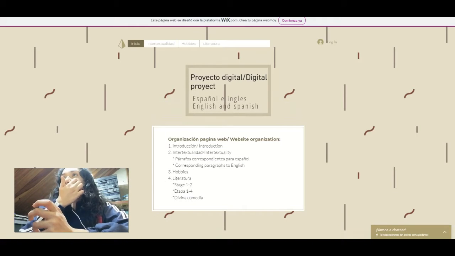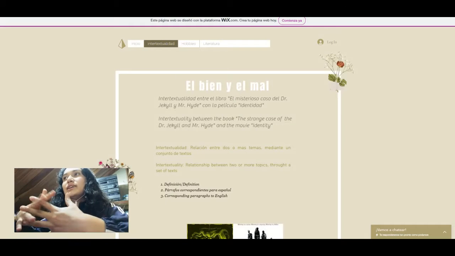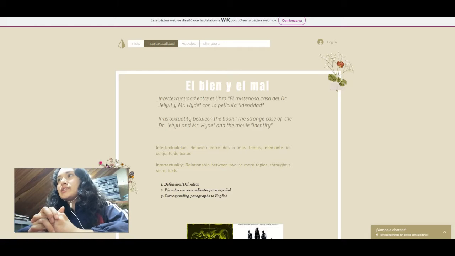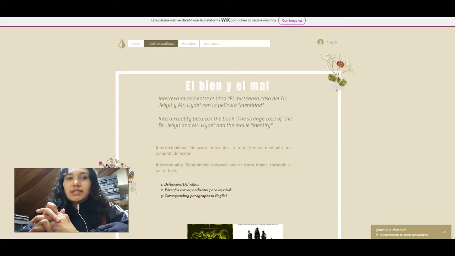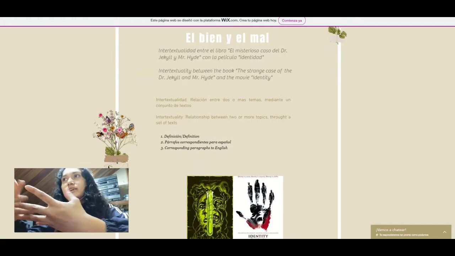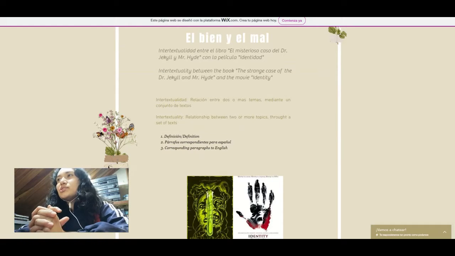So we're going to go to the intertextuality. First we have this part that is like the introduction. This is the intertextuality between the book The Strange Case of Dr. Jekyll and Mr. Hyde and the movie Identity. So we have a short definition of intertextuality. Intertextuality is a relationship between two or more topics through a set of texts.